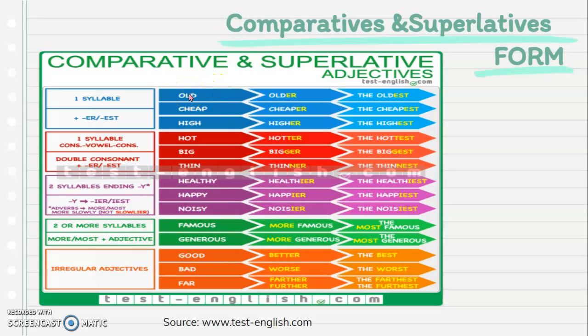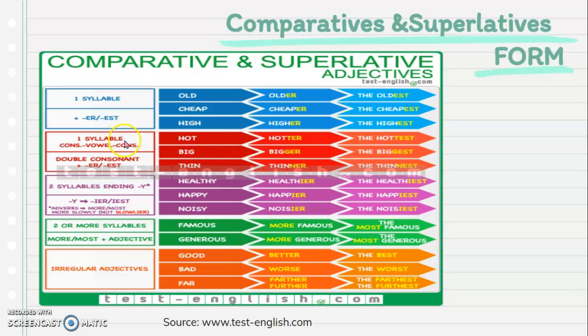As you can see in this chart, we have the adjective in the base form. To make the comparative, we add ER. To make the superlative, we add EST. Remember that the article "the" is part of the superlative. For example, we can have old, older, the oldest. Cheap, cheaper, the cheapest. High, higher, the highest.